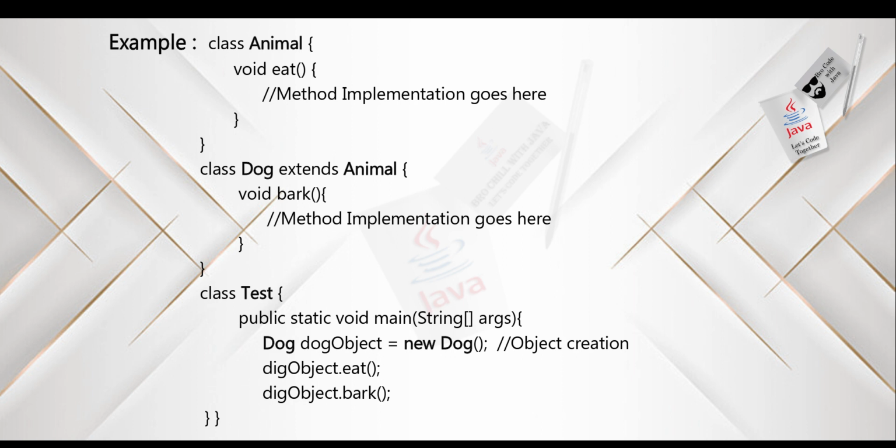Now we have created a class with the name test, in which we are creating an object of class dog. And we are calling method eat and method bark with the help of dog's class object. For better understanding, please check the example carefully by analyzing the inheritance definition.